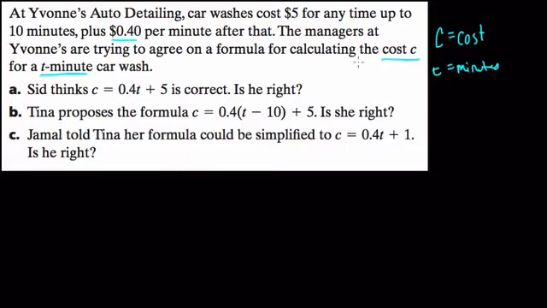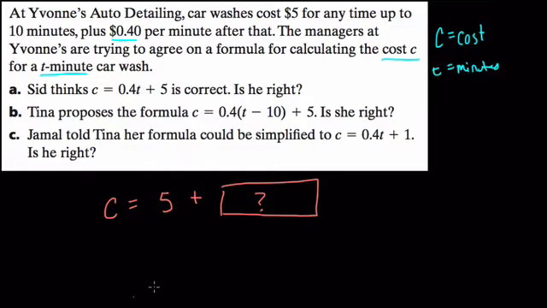So let's talk a little bit about the setup of the problem. Whatever formula we have for cost, it's always going to equal a starting cost of $5, and then we add 40 cents per minute after 10 minutes. So the key is, how do we represent time after 10 minutes? Let's think about that for a moment.